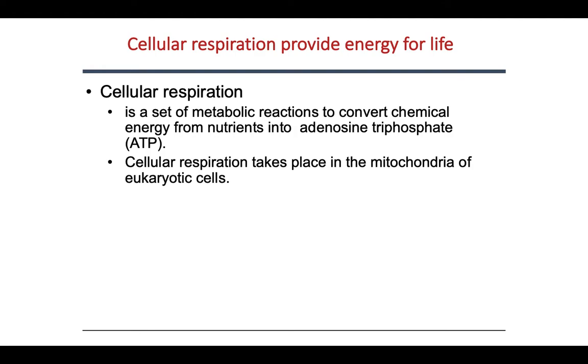Cellular respiration provides energy for life. The entirety of the process, though complex, is vital and crucial for an organism. The process of cellular respiration is a set of metabolic reactions to convert chemical energy from nutrients into ATP or adenosine triphosphate. The process occurs in the mitochondria of the cell. With this, you might already have an idea why the mitochondria is the powerhouse of the cell.